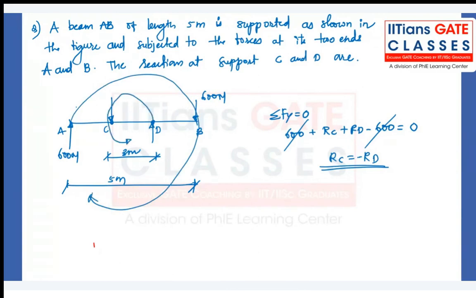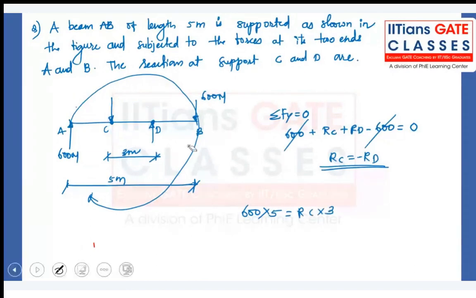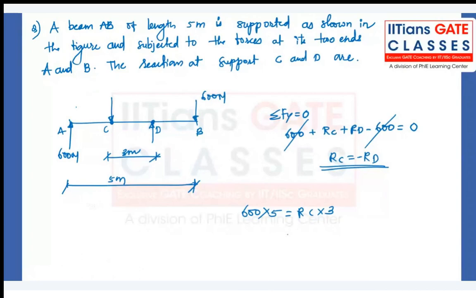Do you agree? So what is the clockwise couple created by forces at points A and B? 600 into 5, and it is equal to the counterclockwise couple created by the reactions at C and D, which is RC into 300 or RD into 300, you can say. Okay, and hence the reaction, let's call it general R, is 1000. And RC is downward and RD is upward.